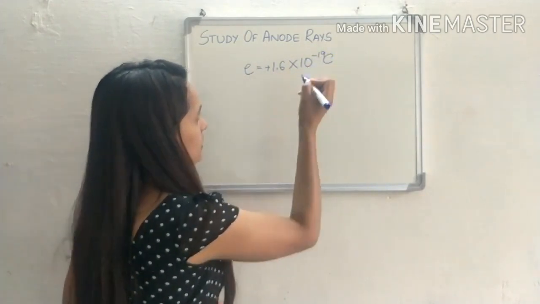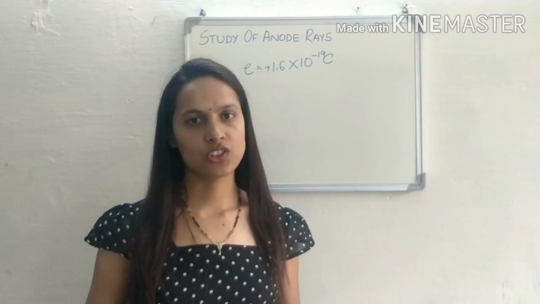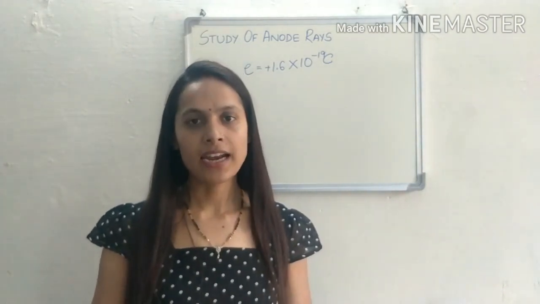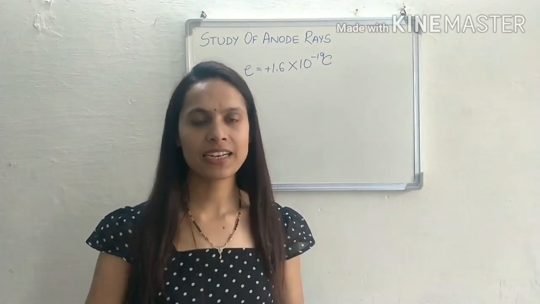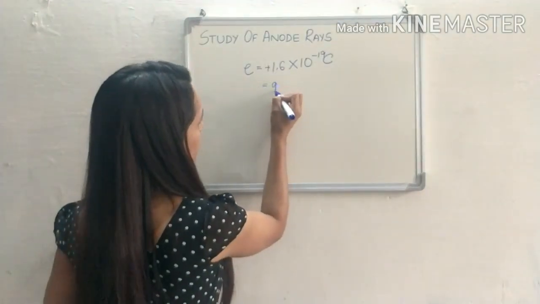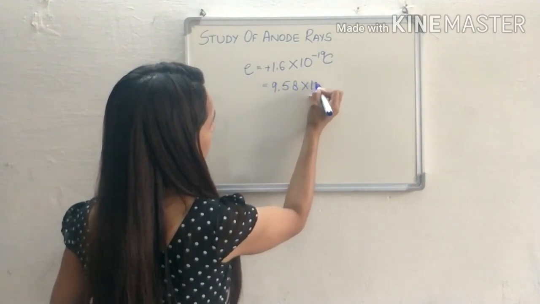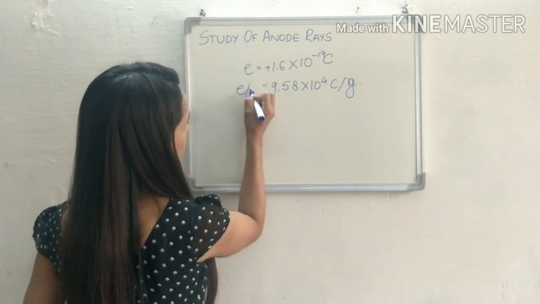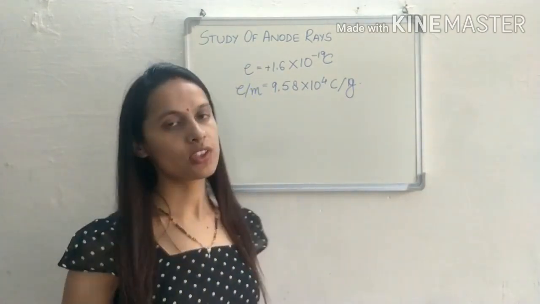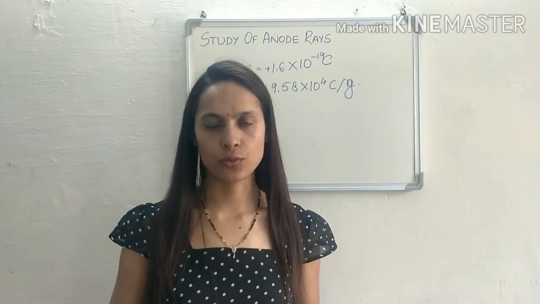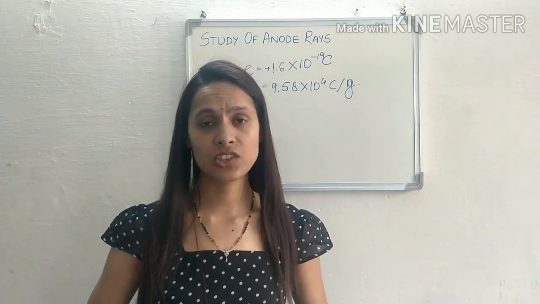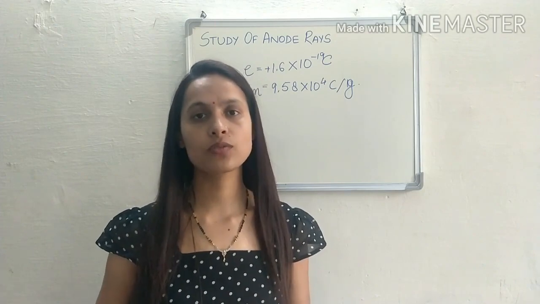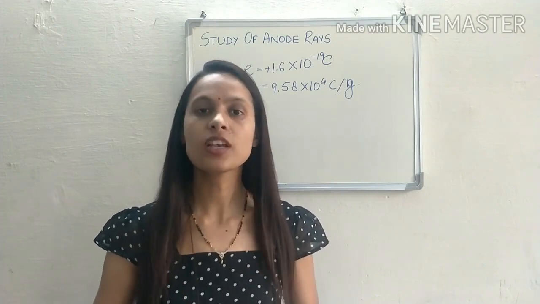When hydrogen gas is taken in the discharge tube, the charge to mass ratio is also calculated, and the charge to mass ratio at that time is 9.58 × 10^4 coulomb per gram. This is the charge to mass ratio when hydrogen gas is taken in the discharge tube. And why is hydrogen gas taken in the discharge tube? Because when hydrogen gas is taken, the mass of these particles comes out minimum.